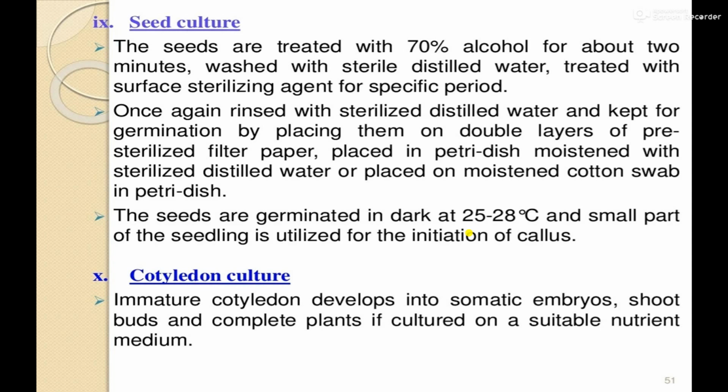Then next one is cotyledon culture. In that, immature cotyledon develops into somatic embryos, shoot buds and complete plants if cultured on a suitable nutrient medium. These are the 10th point in organ culture.